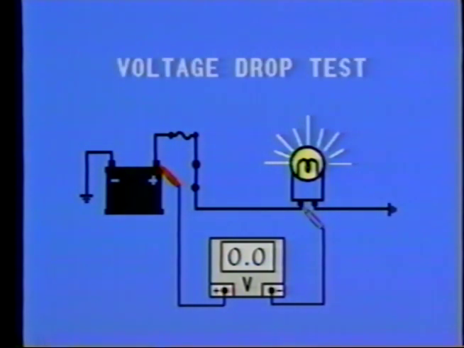Connecting a voltmeter between the positive battery post and the positive terminal of the load device will tell us if this is happening. If there is no resistance to current flow, the battery and load are at the same electrical potential level, and the voltmeter will read 0.